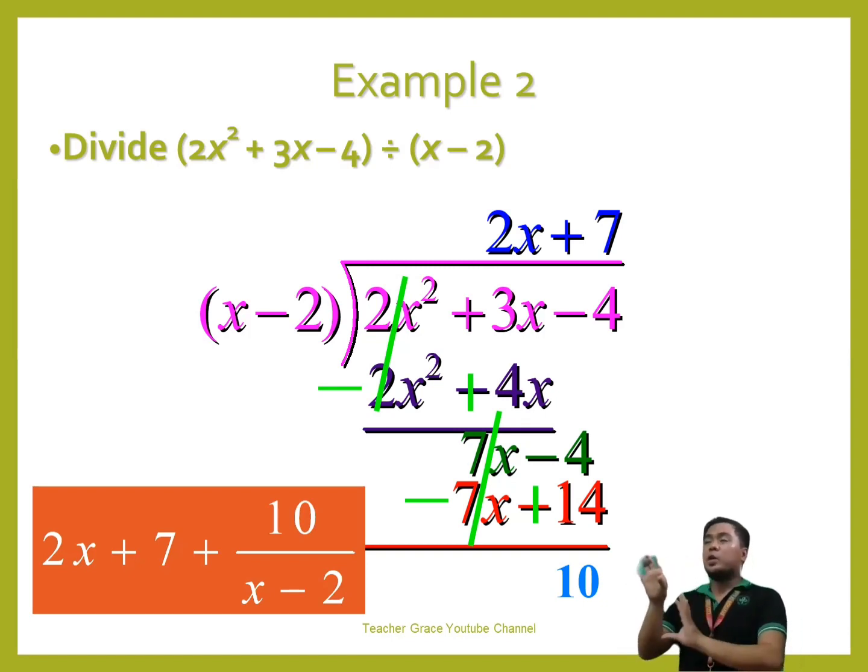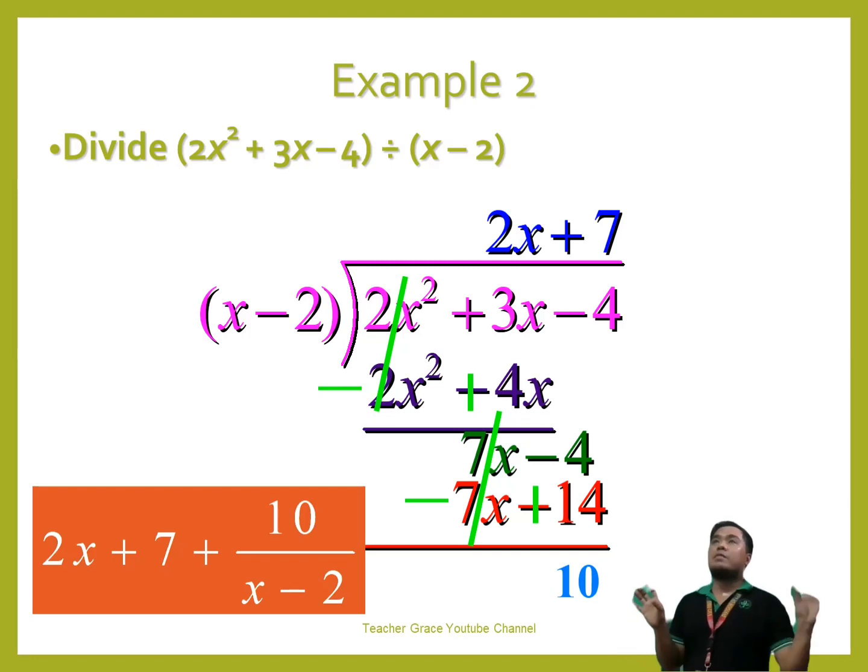First term of your new polynomial expression, which is 7x minus 4, the first term divided by the first term of the divisor. So what will happen is 7x divided by x, so that will be positive 7. So after that, yung positive 7, i-multiply mo sa divisor, that is x minus 2. So you have there 7 times x is 7x. Then 7 times negative 2 is negative 14.